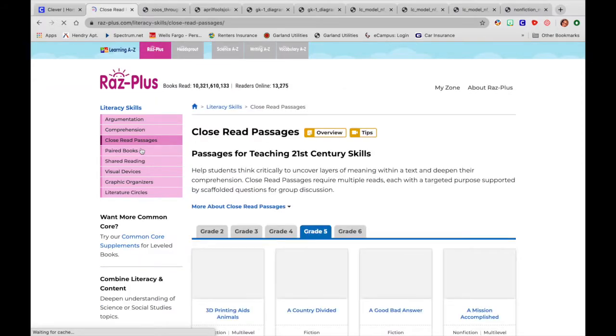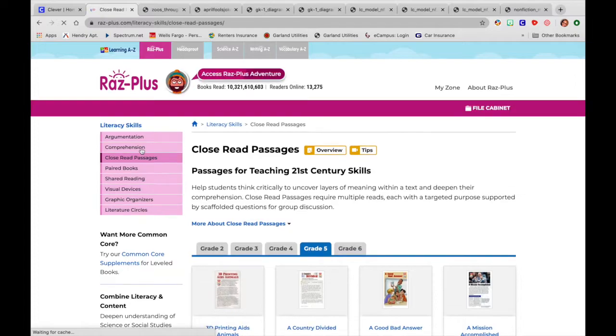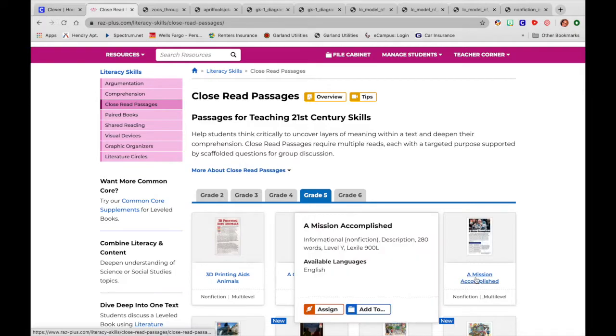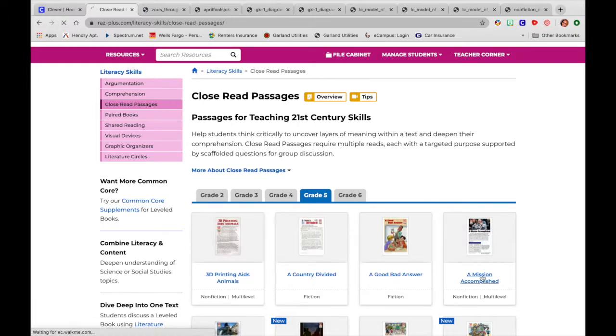I love using the strategy close read, really having students dive into passages or books and read them multiple times so we can work on a different skill with a very familiar text. So you can click right here. Again, if you want to assign this digitally, you can. Remember, you just go to assign, you pick your classroom, and you assign it. So we're going to click on Mission Accomplished.